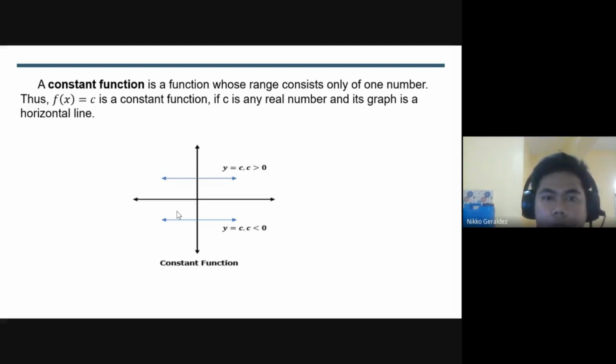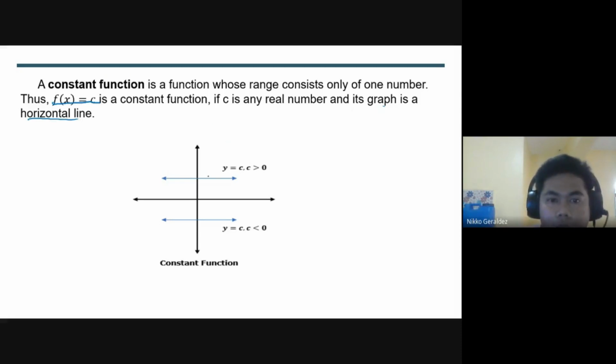Then we have the constant function, whose range consists of only one number, represented by f of x equal to c. C is any real number and its graph is a horizontal line. So this is the graph of a constant function.